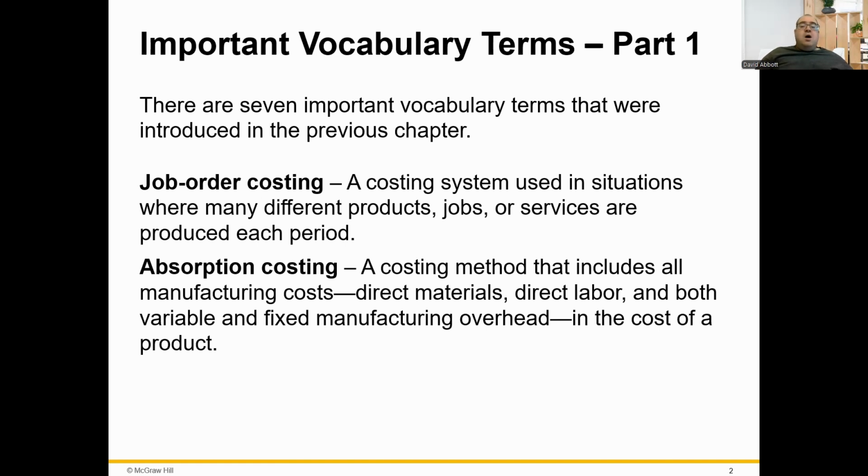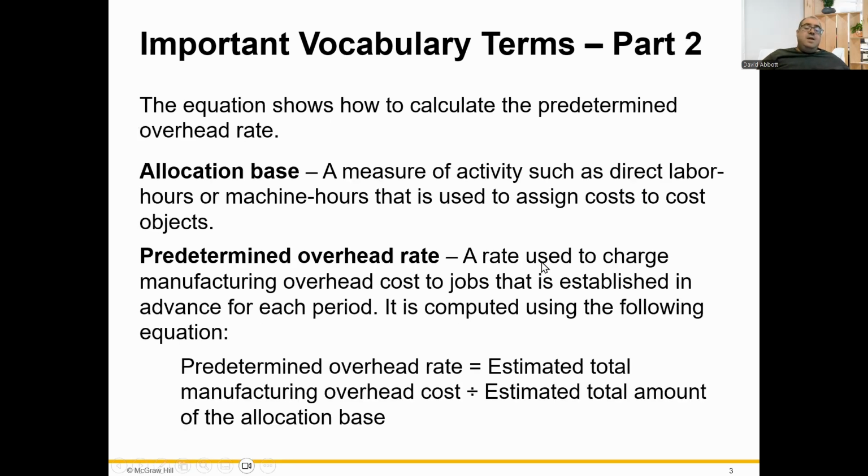And then absorption costing is a costing method that includes all of the manufacturing costs, which would be the direct materials, direct labor, and then both variable and fixed overhead costs within the cost of the product. The allocation base then is the measure of activity such as direct labor hours or the machine hours that is used to assign costs to cost objects. So that's the allocation base.